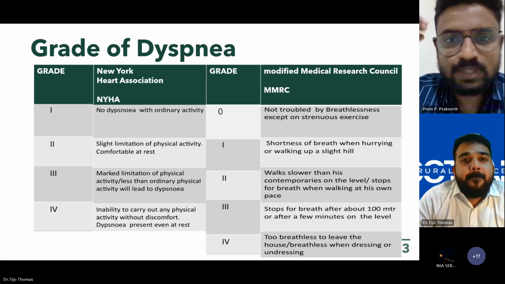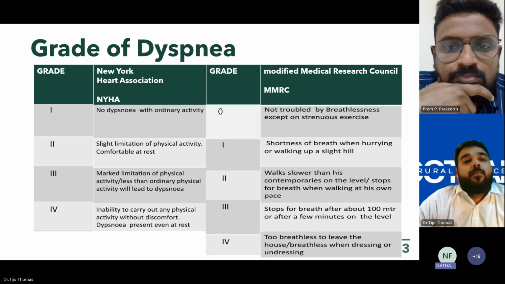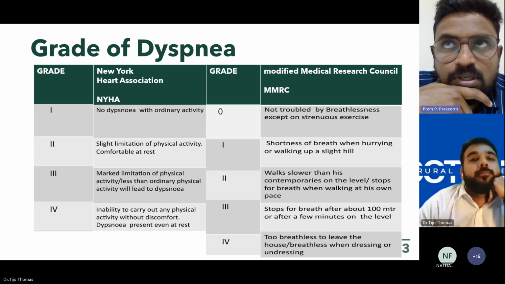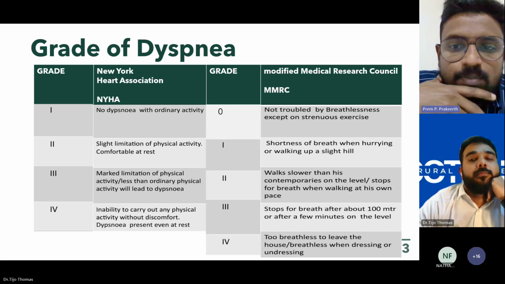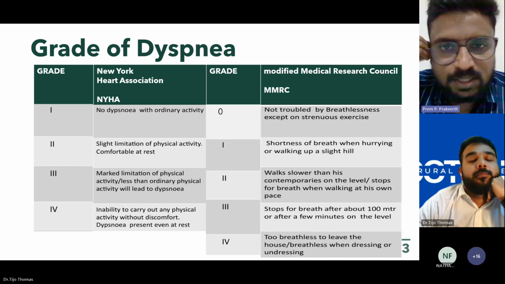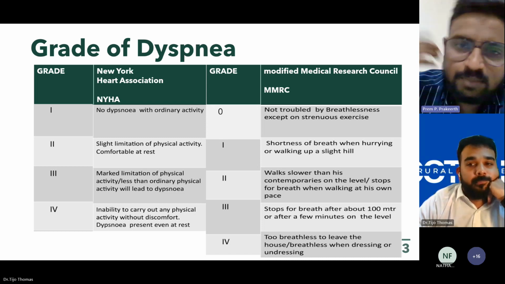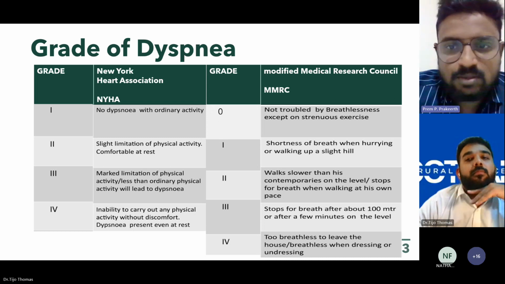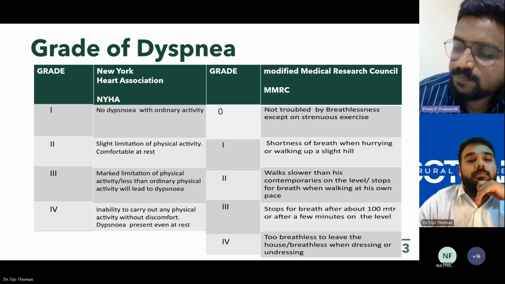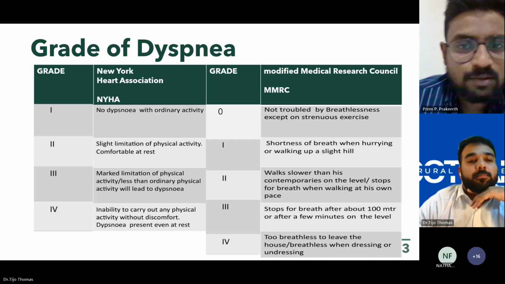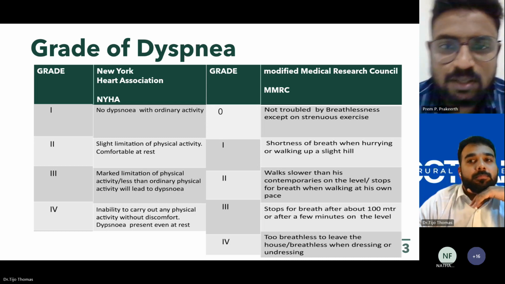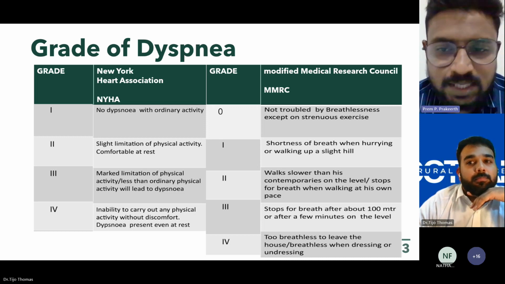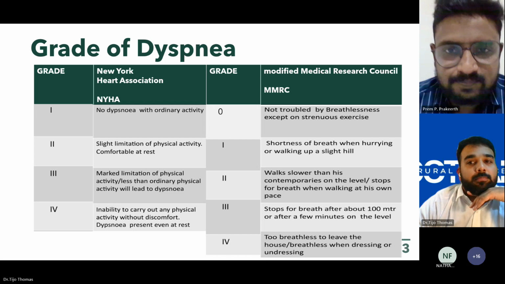TB pericarditis. Yeah, TB pericarditis can present, but usually those people present with right heart failure symptoms, though they can have left heart failure symptoms also. That also is one of the differential diagnoses. Any other cause? So you should be thinking of congenital heart disease also. Which congenital heart disease can present at this age?